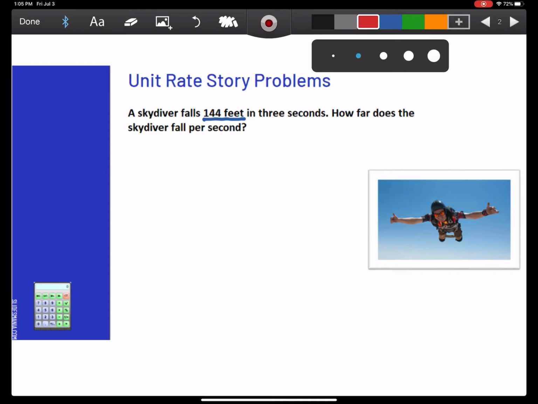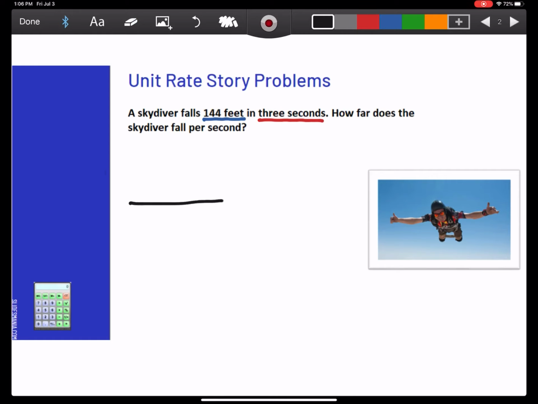I have some students that will say it doesn't have another number. It does have another number. If you look, it says 3 seconds. So now we need to go ahead and write that out. What are the two things that we're talking about? Well, we're talking about feet and seconds.